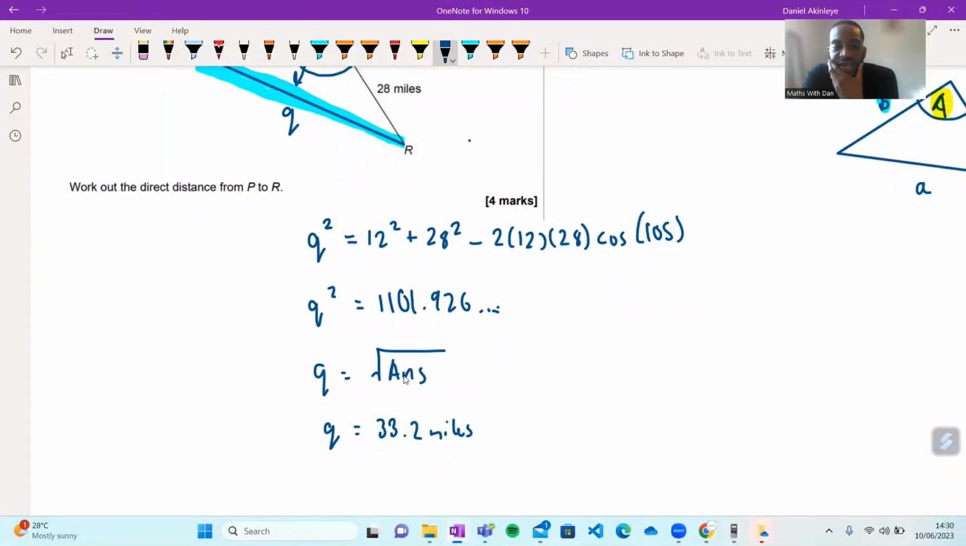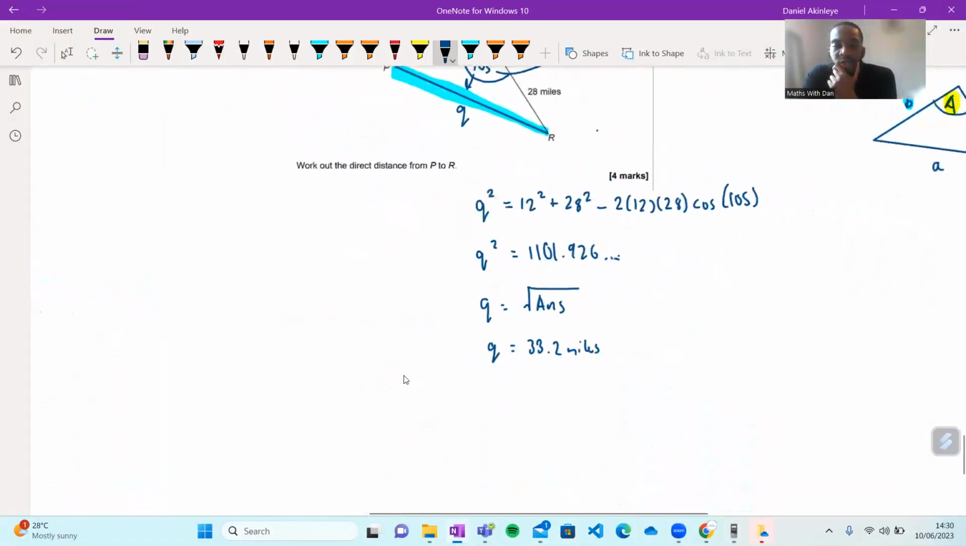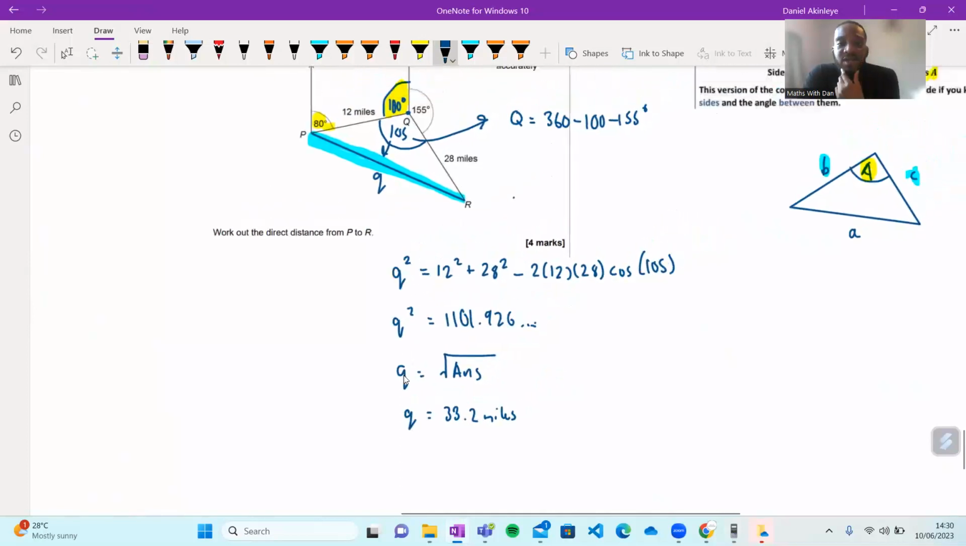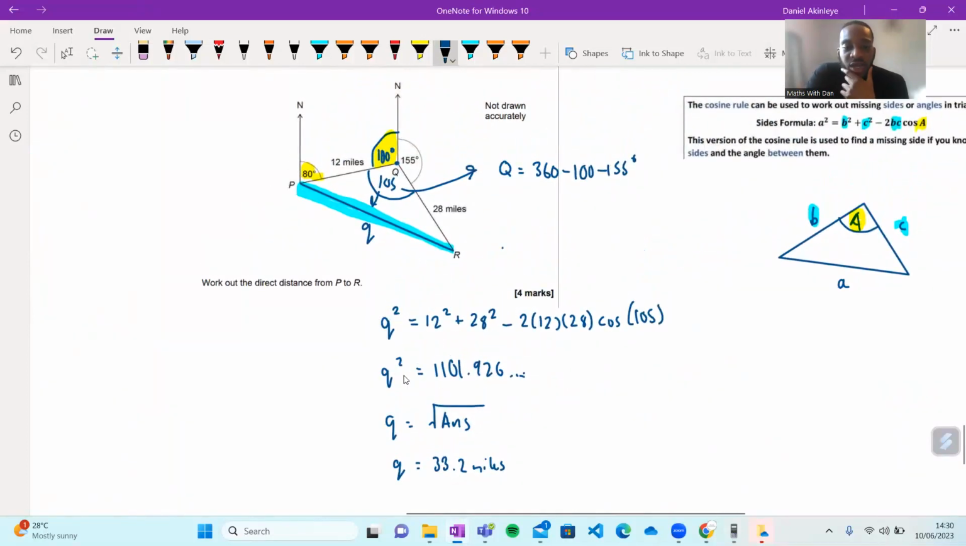Does that make sense though? Did anybody get this correct? As you can see, even with me, sometimes you're writing something down and you use the wrong value. Good stuff.